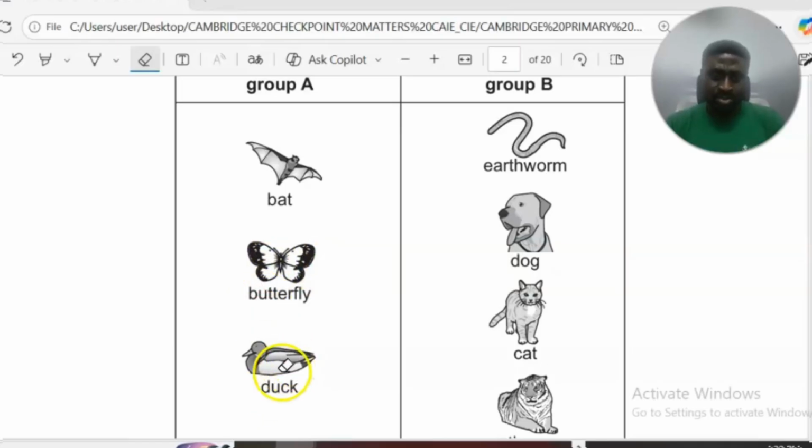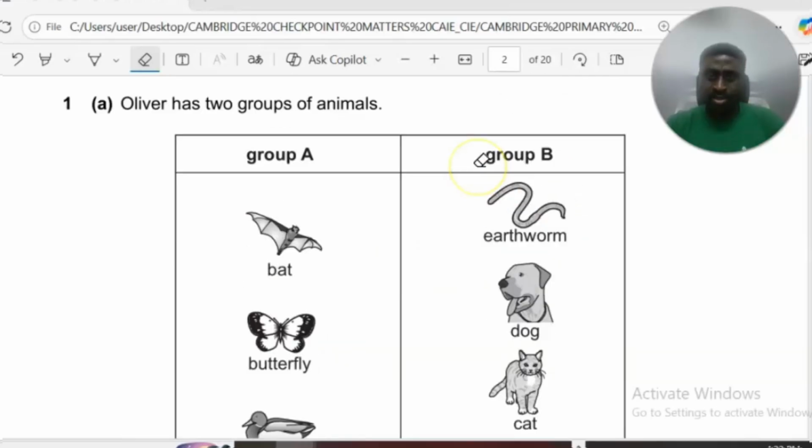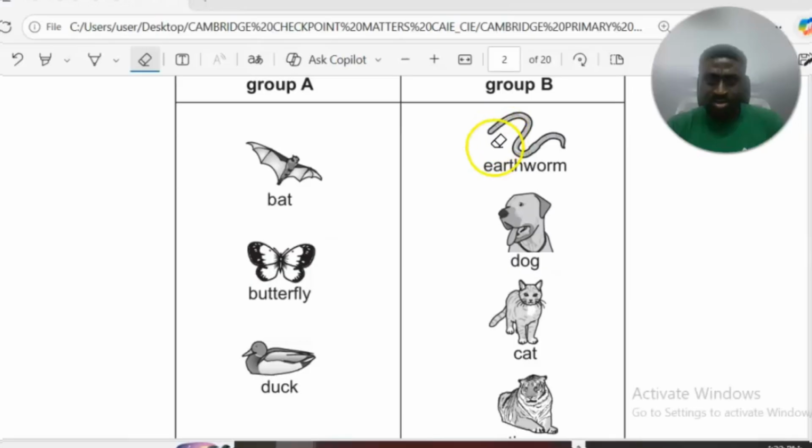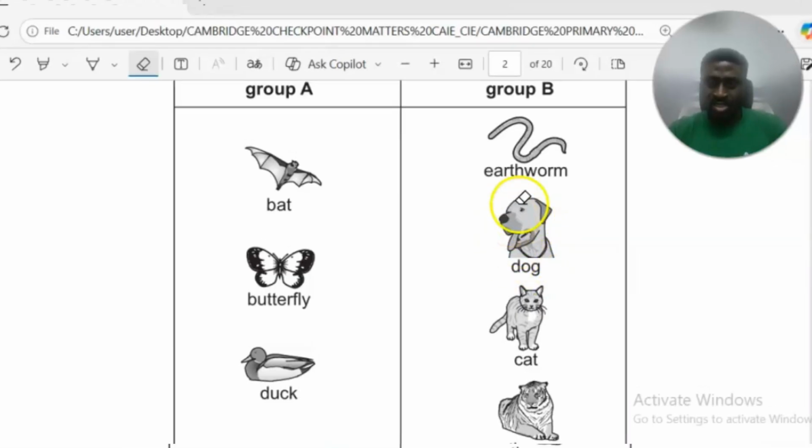Then the duck here belongs to the class Aves or the birds family. You can see it has a beak, the head, it has wings as well and is covered with feathers. Then we have in group B, earthworm. The earthworm is limbless, does not have limbs, and does not have a wing also. The dog here has limbs, even though this picture is not a complete one. You can see the tongue, you can see the nose. Then we know dogs have fur on their body.